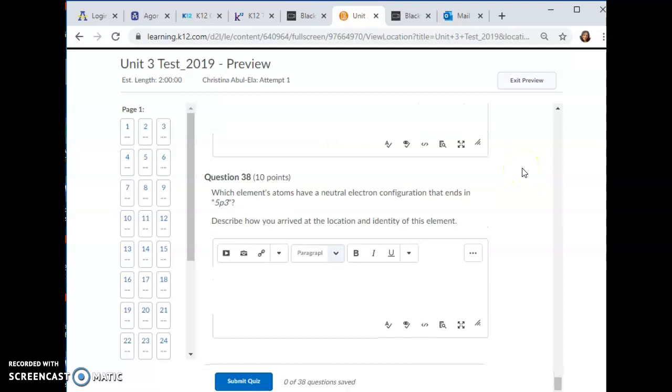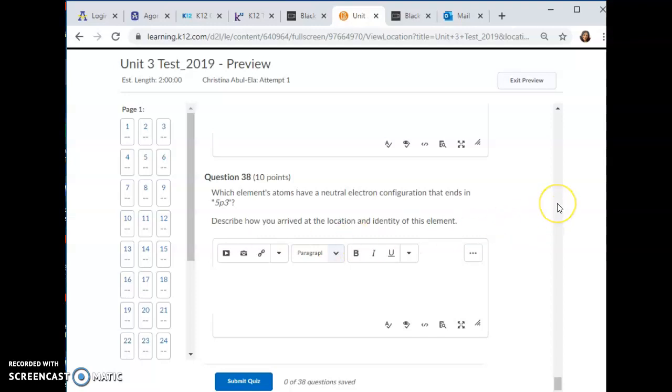Question 38 is our last question and also an open-ended question. Which element's atoms have a neutral electron configuration that ends in sp3? Describe how you arrived at the location and identity of this element.